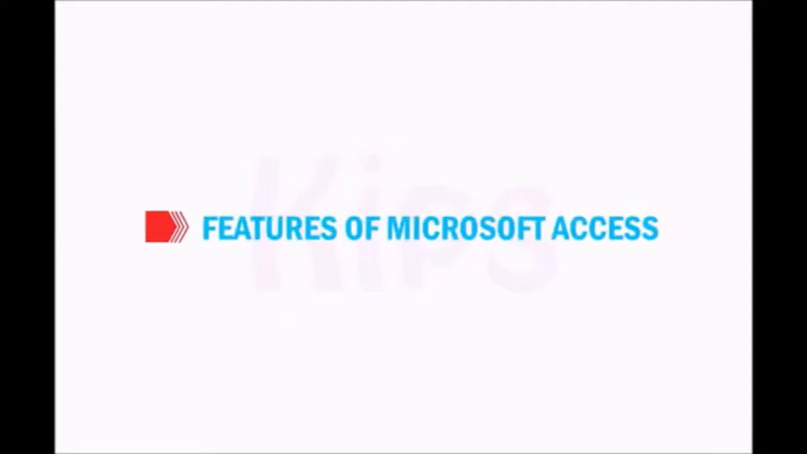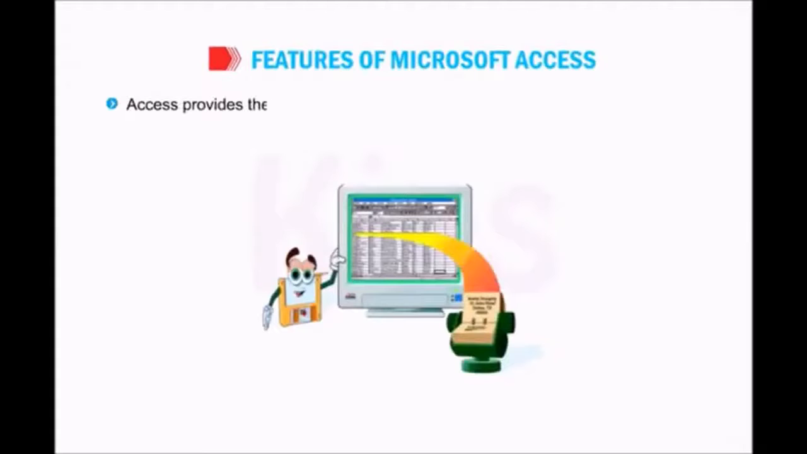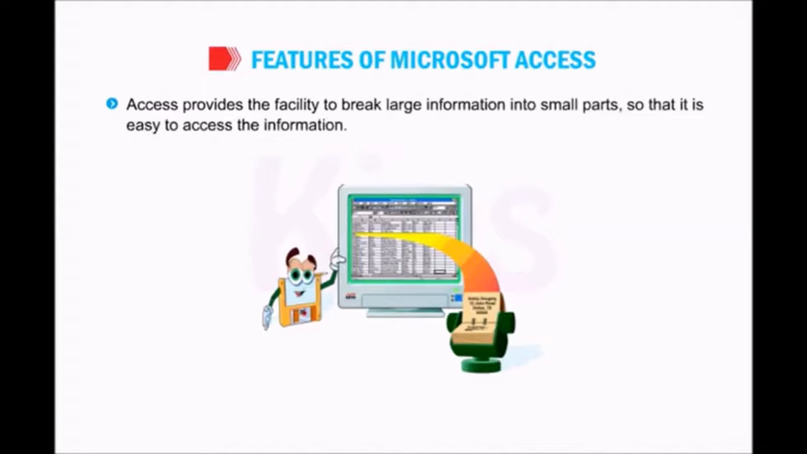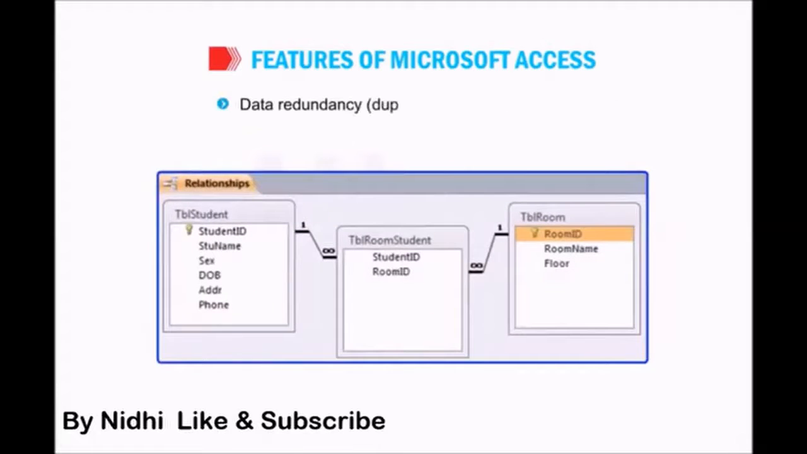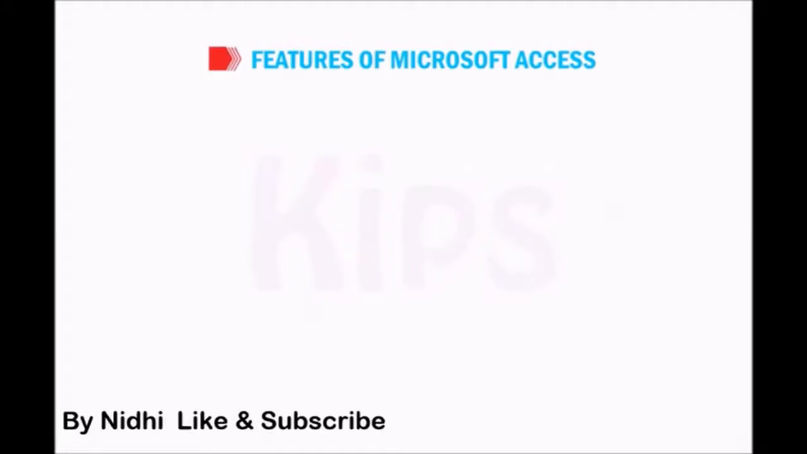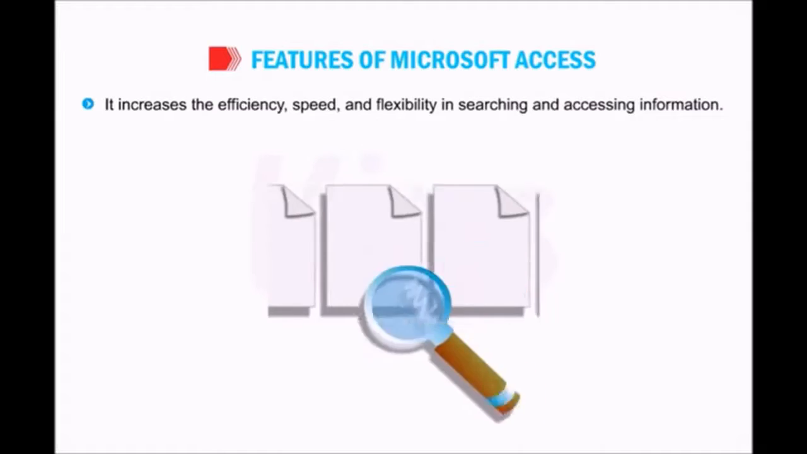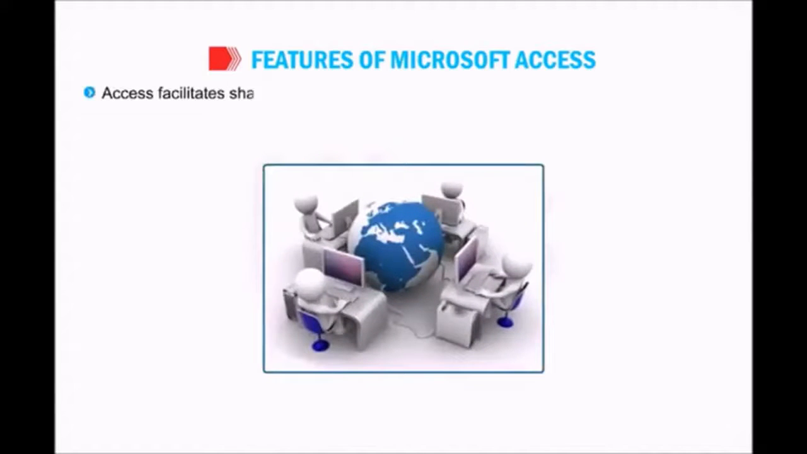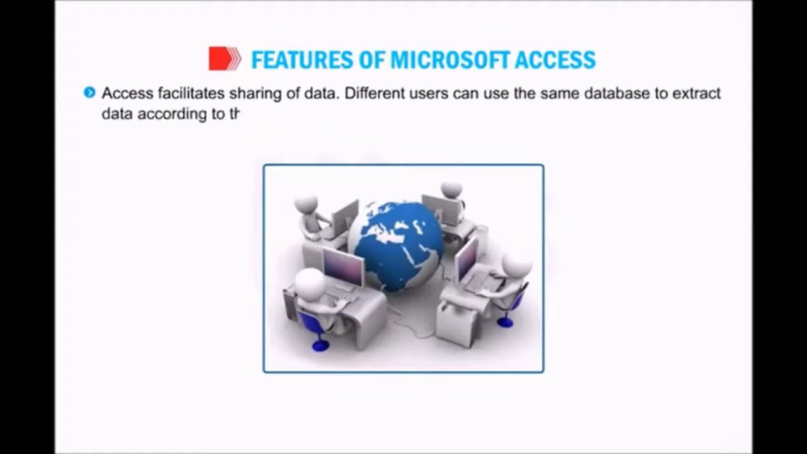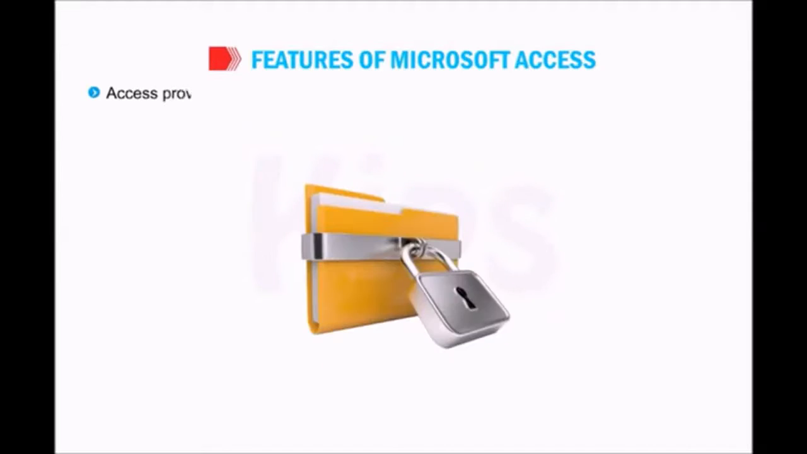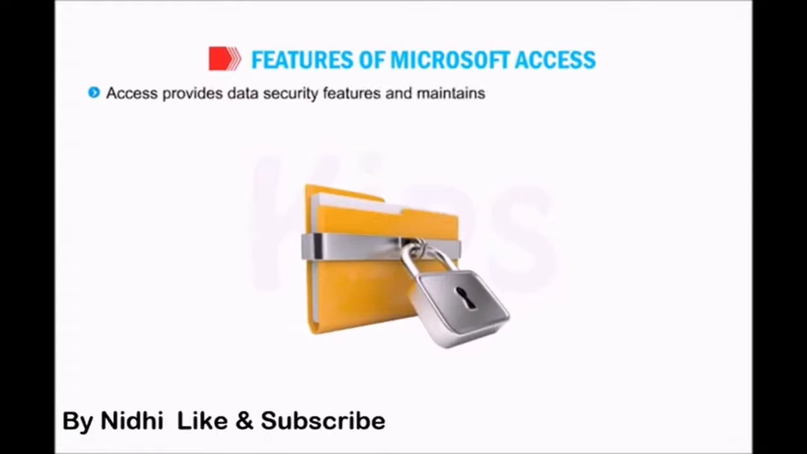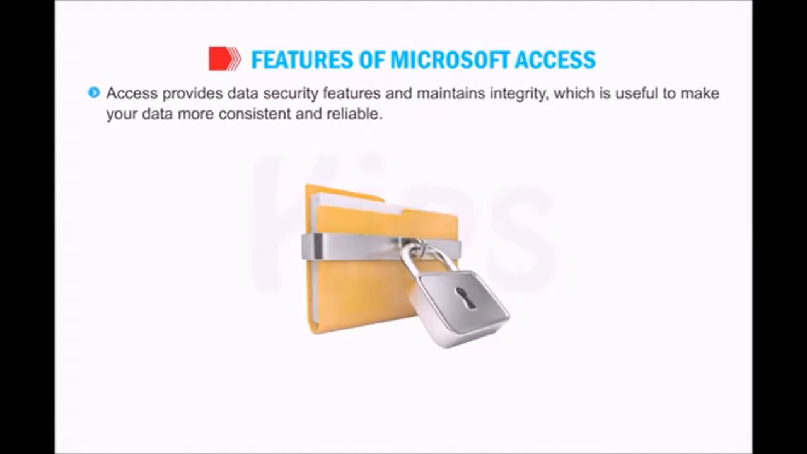Let's understand features of MS Access. Access provides the facility to break large information into small parts so that it is easy to access the information. Data redundancy, duplication of data, is reduced. It increases the efficiency, speed and flexibility in searching and accessing information. Access facilitates sharing of data. Different users can use the same database to extract data according to their needs. Access provides data security features and maintains integrity, which is useful to make your data more consistent and reliable.